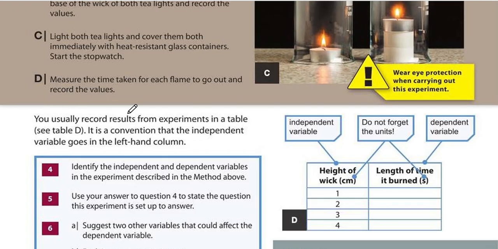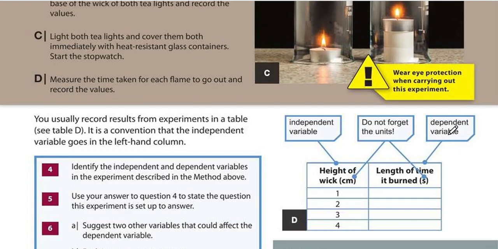You usually record results from experiments in a table. You have to tabulate the results you are getting. It is a convention that the independent variable goes on the left hand column. This is what we are changing, right? And then comes the other one, length of time, which is the dependent variable. So left hand side column, remember to write the independent variable. Right hand side you have to write the dependent variable.